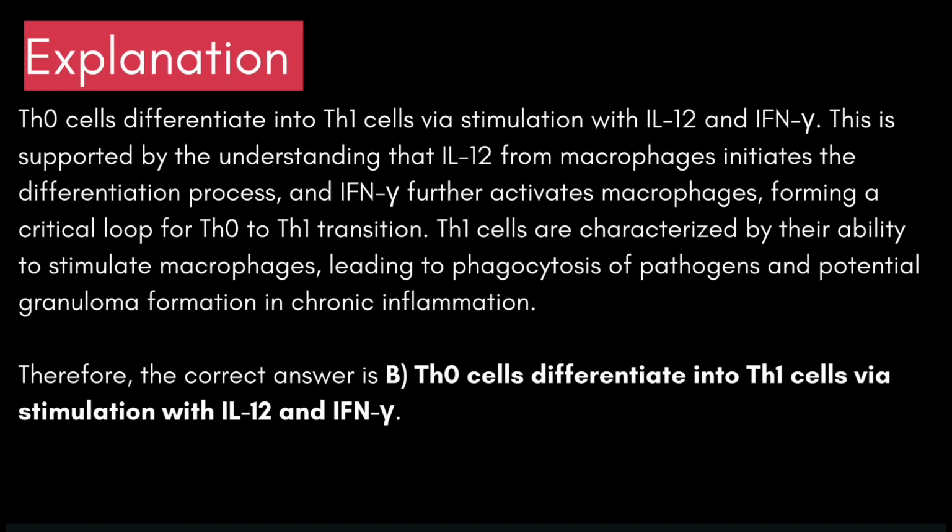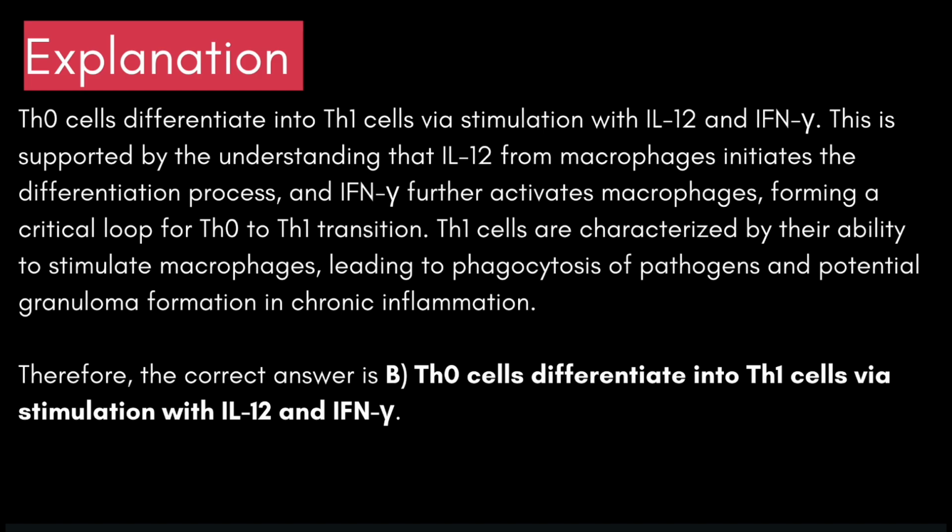Th0 cells differentiate into Th1 cells via stimulation with IL-12 and interferon gamma. This is supported by the understanding that IL-12 from macrophages initiates the differentiation process, and interferon gamma further activates macrophages, forming a critical loop for the Th0 to Th1 transition. Th1 cells are characterized by their ability to stimulate macrophages, leading to phagocytosis of pathogens and potential granuloma formation and chronic inflammation. Therefore, the correct answer is B. Th0 cells differentiate into Th1 cells via stimulation with IL-12 and interferon gamma.